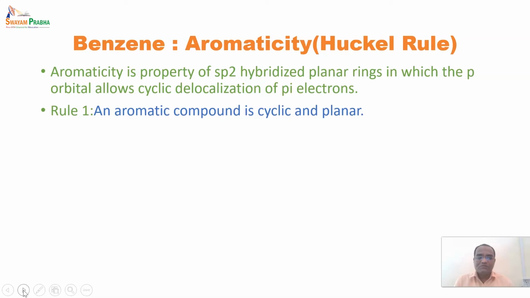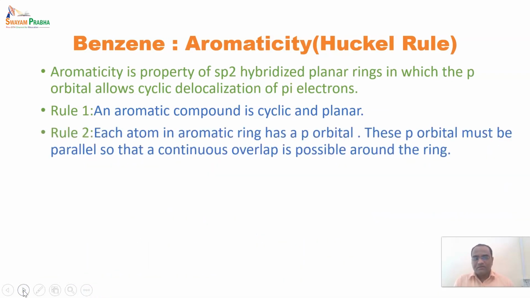There are some rules that a molecule should obey, and when the molecule obeys them, such a compound is said to be aromatic. Rule one: an aromatic compound is cyclic and planar. Earlier we have seen the structure of benzene, that it is cyclic and planar. Planar means sp2 hybridized, so all the carbons are in one plane. And cyclic because all the carbons are joined to each other and form a cycle-like structure. So this is the first criterion.